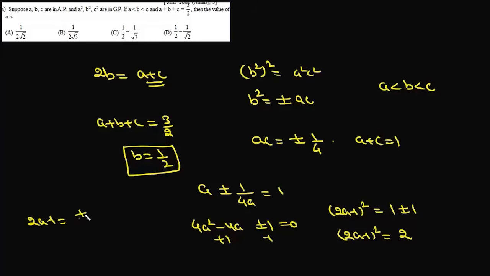Or 2a minus 1 equals plus or minus root 2. So this a will be 1 by 2 plus minus, now root 2 upon 2 is 1 by root 2. Now since this a has to be less than 1 by 2, the only value of a possible here is a equals 1 by 2 minus 1 upon root 2, and that's your option D.